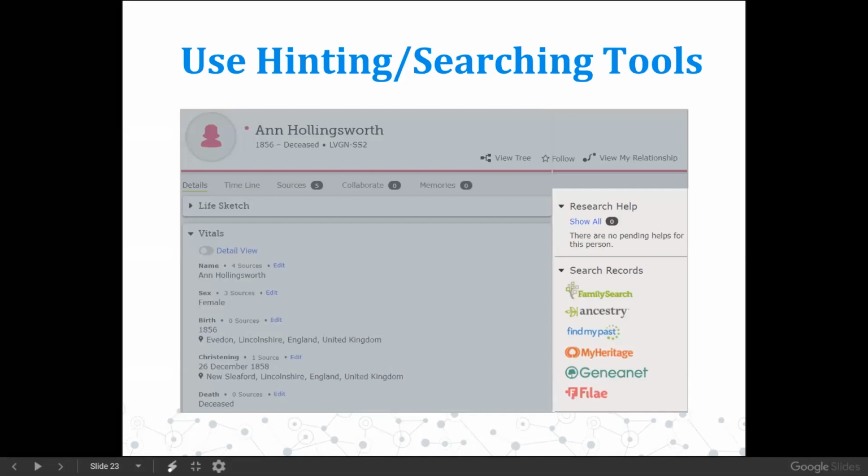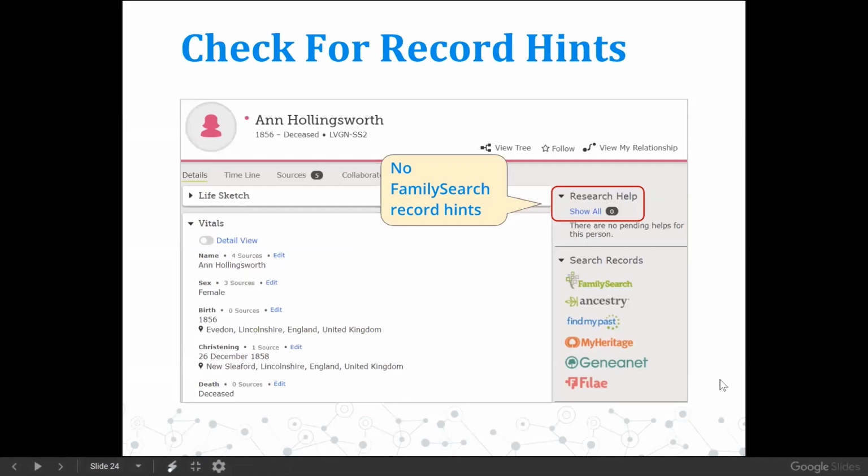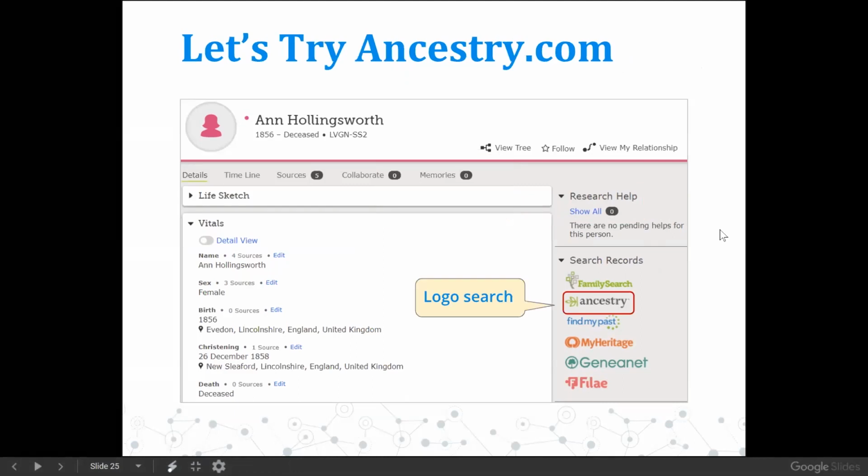Okay, so we are back on Ann's person page, and we've highlighted the hinting and research tools over here on the right-hand side of the page. The first thing that I always check, well, I shouldn't say always, but it's a good idea to always check, is to see if FamilySearch has any record hints. Well, in this case, 0. There aren't any. So the next thing that I'll usually do to find more information about a person is what I like to call a logo search. And that is just to click one of these logos over here under search records.